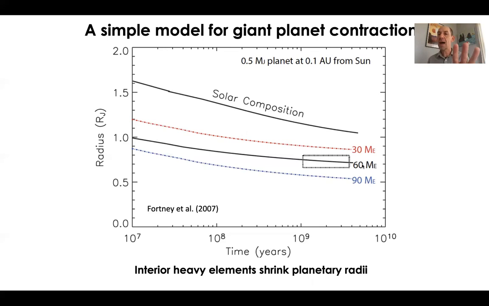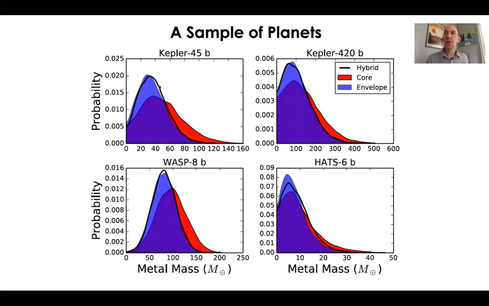This is a very simple-minded way of looking at this with only 4 models. What we've done with Daniel Thorngren is looked at this in a fully Bayesian framework where we're looking at thousands of models, not just a sample of a few. And so our sample planets here are shown. For a given example, we can look at, let's say, WASP-8. So for WASP-8, we can make a plot of the amount of metals inside the planet and the probability. So we've done this for a sample of about 50 planets.